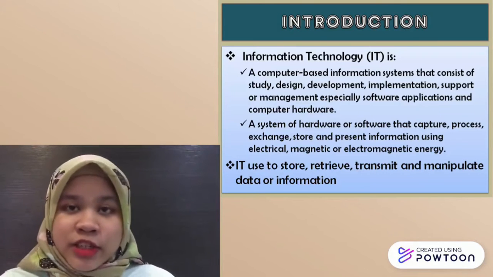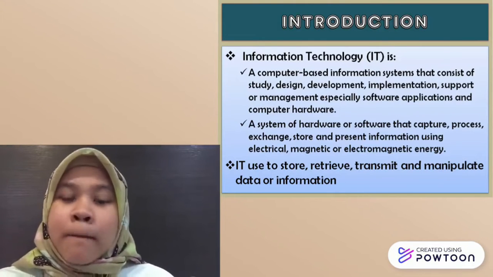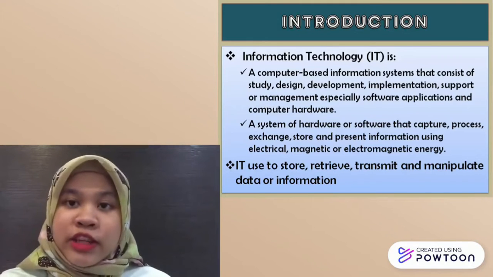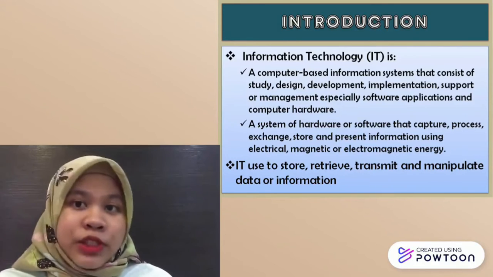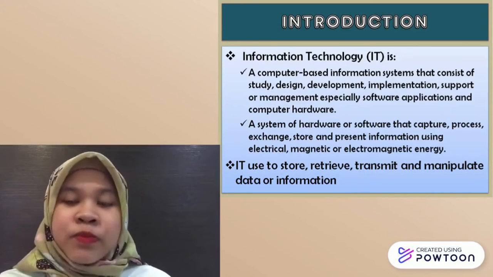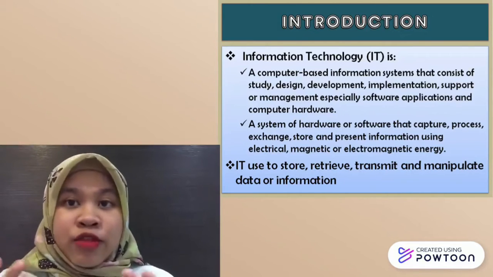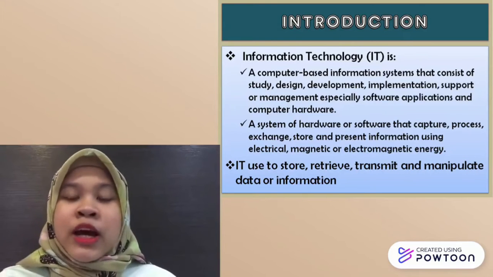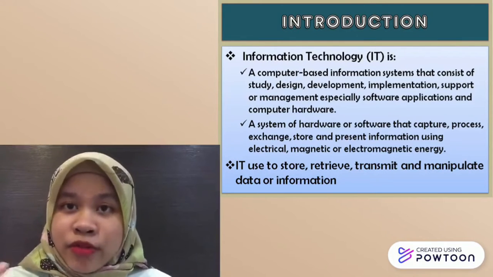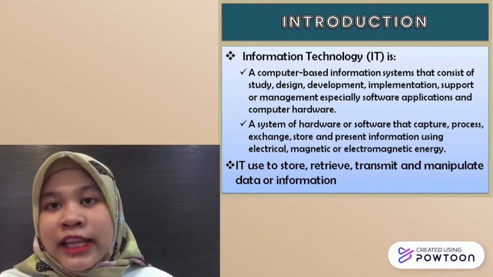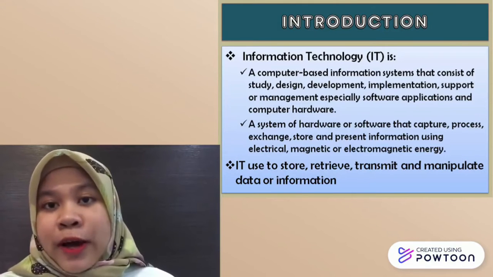To add more, another definition for information technology is that information technology is a system of hardware or software that captures, processes, exchanges, stores and presents information using electrical, magnetic or electromagnetic energy. To give an example with a scenario: Number 1, capture, where a web designer captures multimedia information. Number 2, process, where a web server processes information. Number 3, exchange, where information is exchanged from a web server to a laptop. Number 4, store, where a web server stores content. And number 5, present, where information is conveyed to a user's laptop. In short, IT is often used to store, retrieve, transmit and manipulate data or information, usually in the context of business or other enterprise.